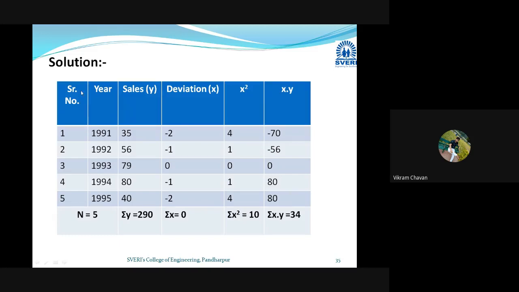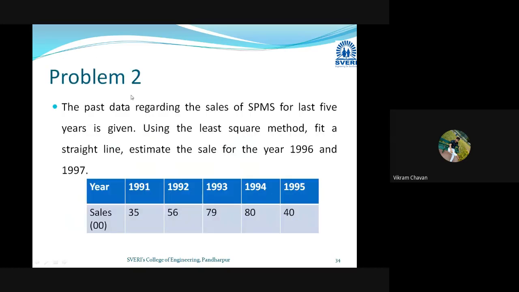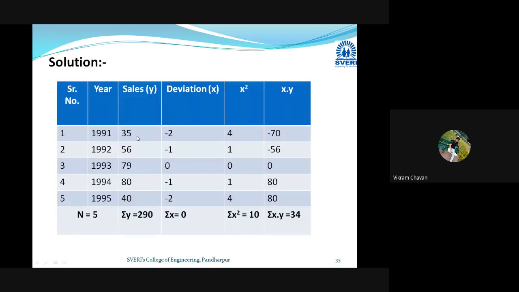First of all, provide the serial number according to the year and the sales. So serial number 1, 2, 3, 4, 5. Five-year data is provided from 1991 to 1995. So total number of years, that is nothing but capital N. Five years are there, that is nothing but n is equal to 5. Then the sales values, whatever sales values are provided in the problem, we are taking over here.